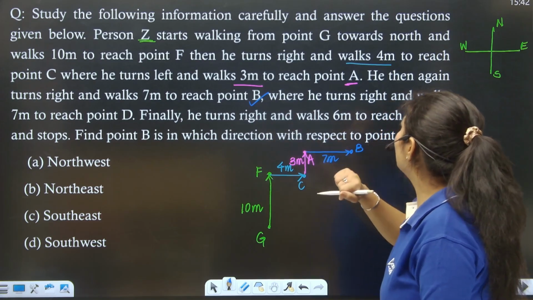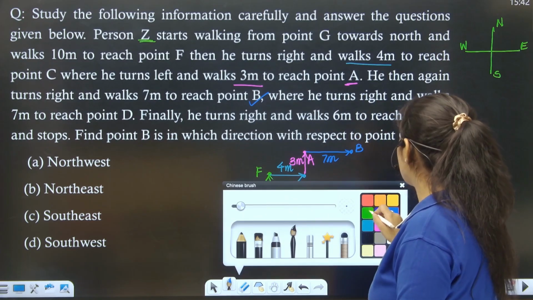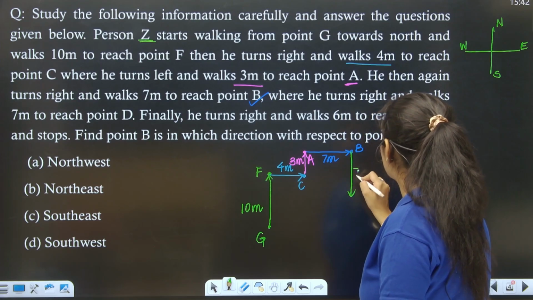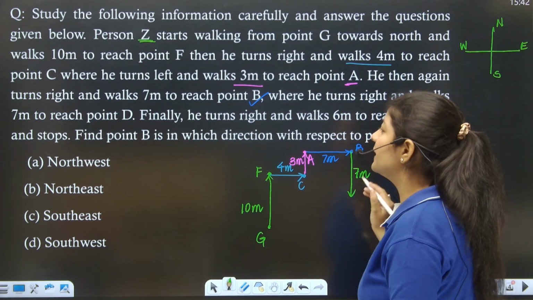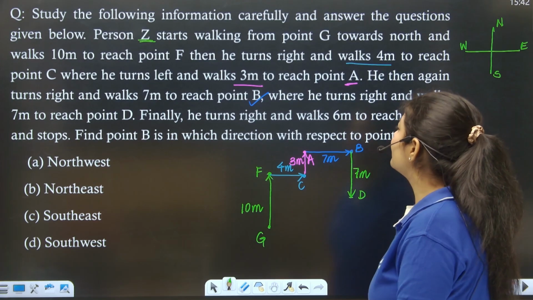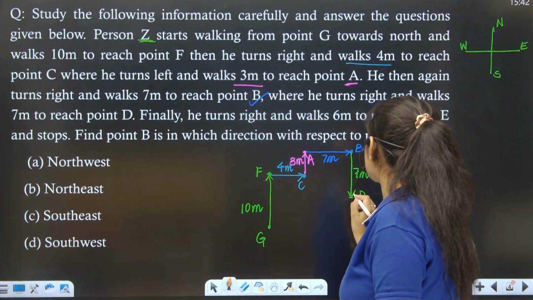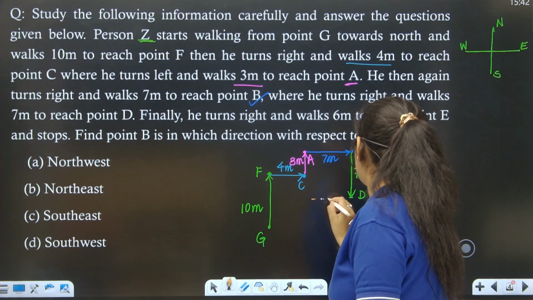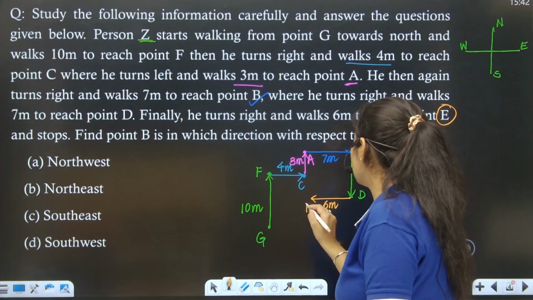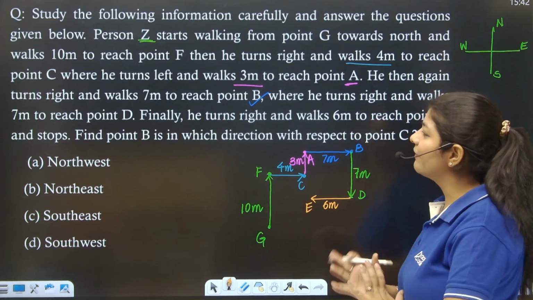Then he turns right and walks 7 meters to reach point D, again in the clockwise direction. So we can say that towards this is 3, so somewhere over here we have 7 meters, and person Z reaches point D. Finally he turns right and walks 6 meters to reach point E. Again there's a movement in the clockwise direction, so here this distance is 6 meters and he reached point E. So basically this is my complete diagram. You can just extend this one as we have it over here.